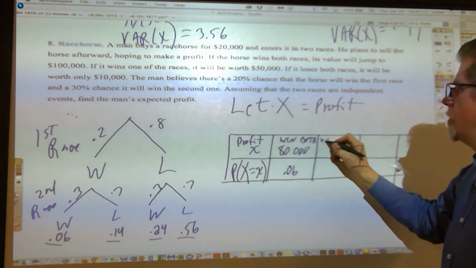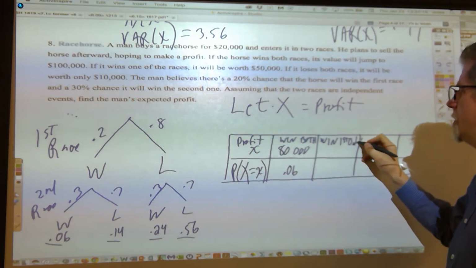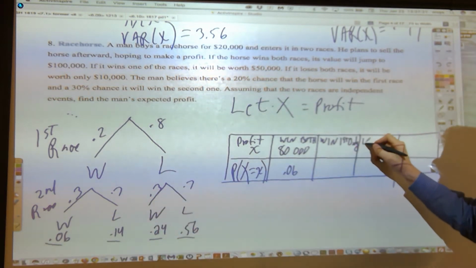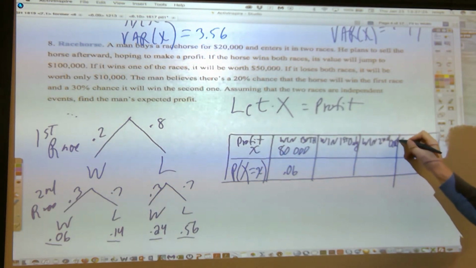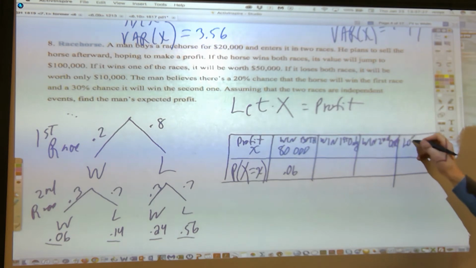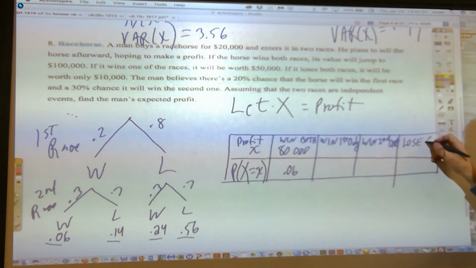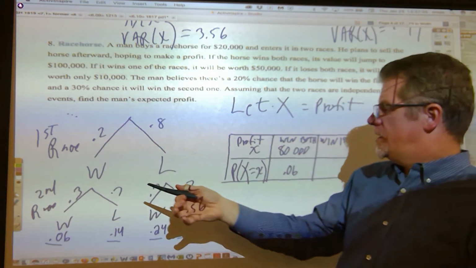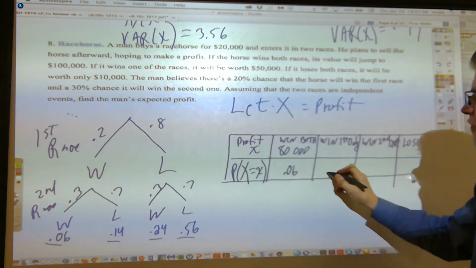Now, it could be that he wins the first race only. Or this next leaf, the 3rd leaf, is win the second race only. And the 4th leaf corresponds to the real world situation of lose both races. So we can tell the probability of winning the first race only is 0.14.